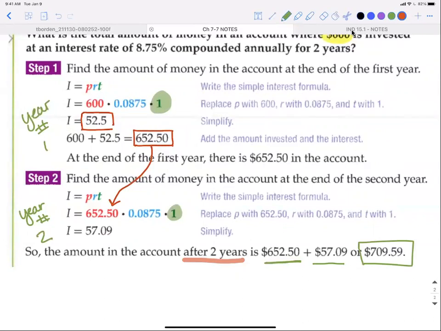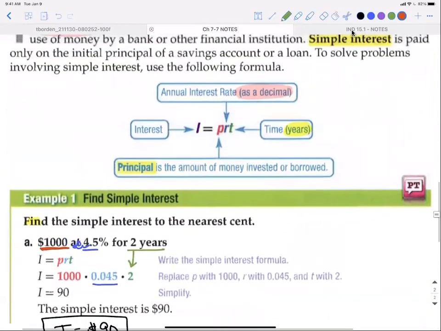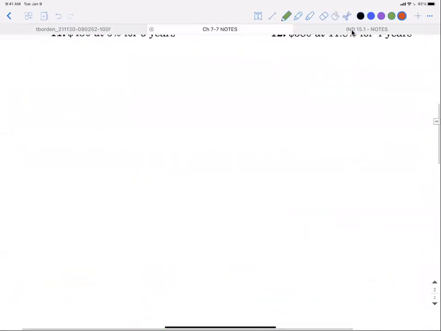So you really don't even have to punch that into your calculator. But it is more difficult because for every year it compounds, you have to do a separate transaction, add up your principal, and that new principal becomes your principal for the following year. So we'll do a couple of examples of that, and then I'll set you loose on your homework.